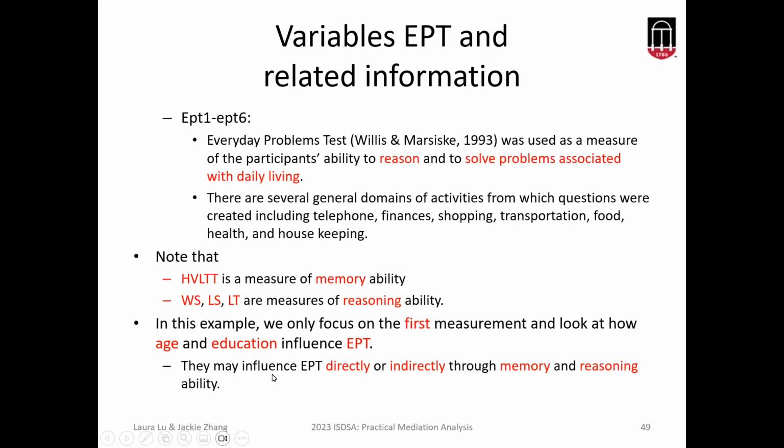And we have some independent variables. So we use age and EDU. We're going to look at the influence of age and education level on the EPT, of course directly or indirectly through the mediators, memory ability and reasoning ability. So that is our model.